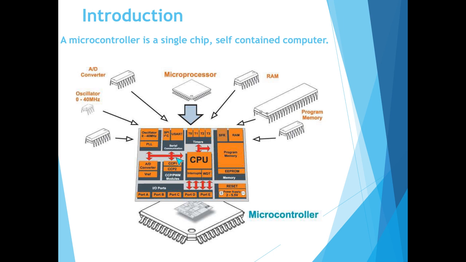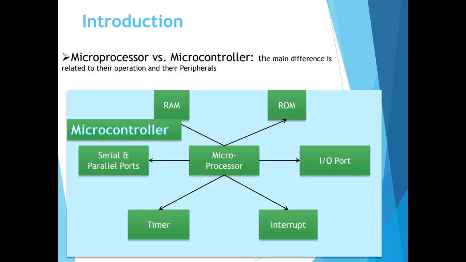You see that this is our microcontroller, and it includes a microprocessor and the other peripherals, which are all placed in one single chip. When we talk about the differences between microprocessors and microcontrollers, the main difference is related to their operation and their peripherals. What does it mean? You see that here.